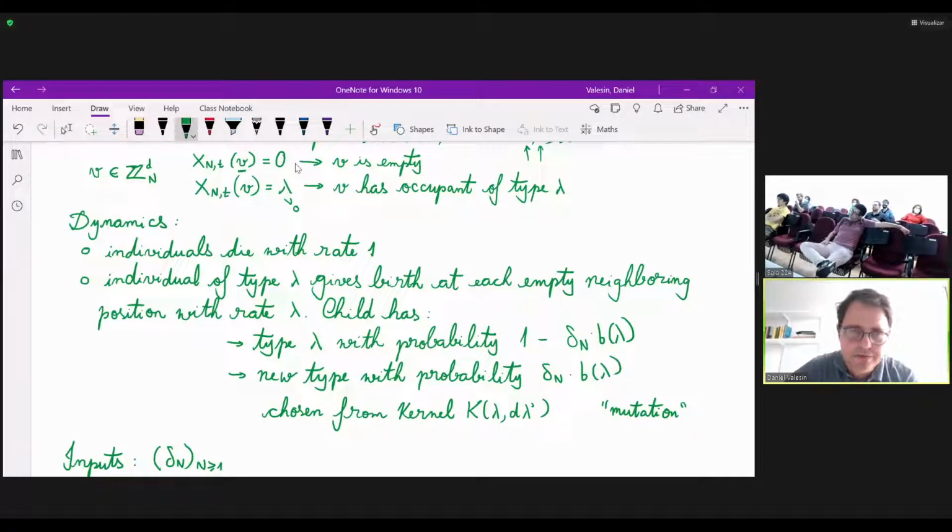So in this first case, you just have a newborn individual of type lambda. But in case the child is a mutant, you choose the type of the mutant according to a kernel K. So here there are several things involved. There is this delta n, which is a positive real number. There is this b of lambda, a function of lambda, and there is a probability kernel K, which allows you to choose the type of the mutant when it's born.